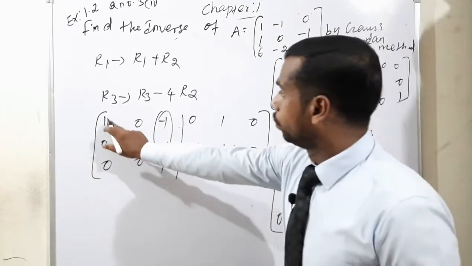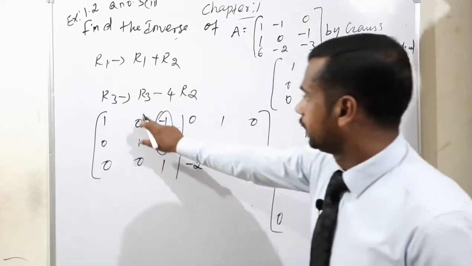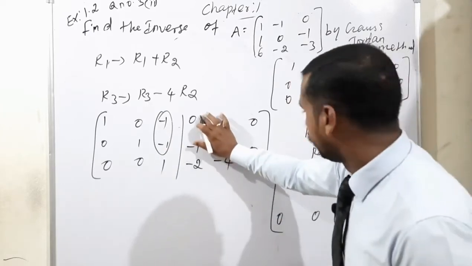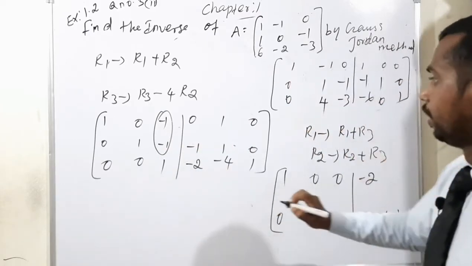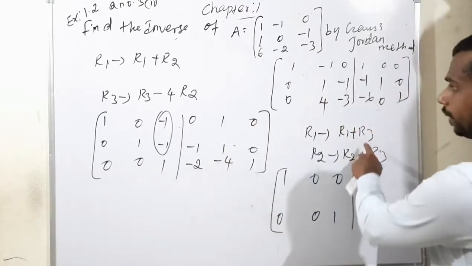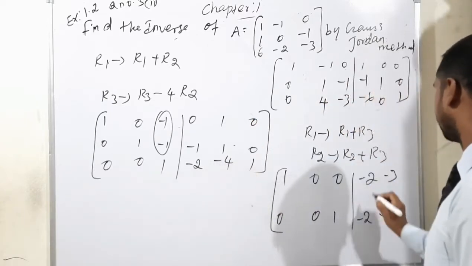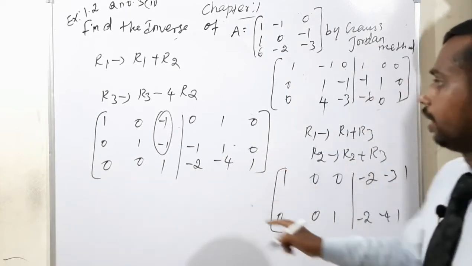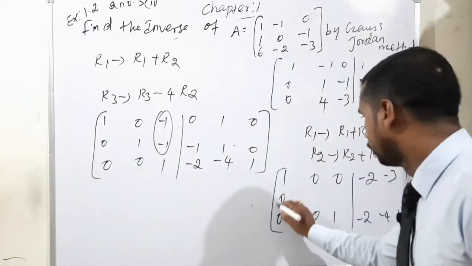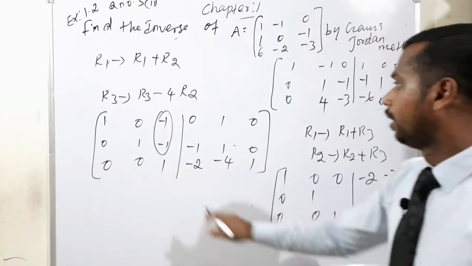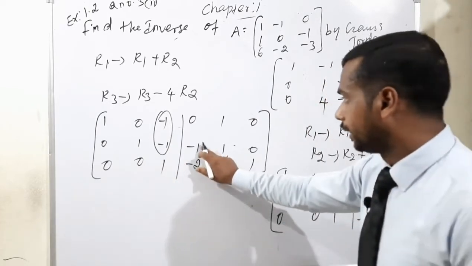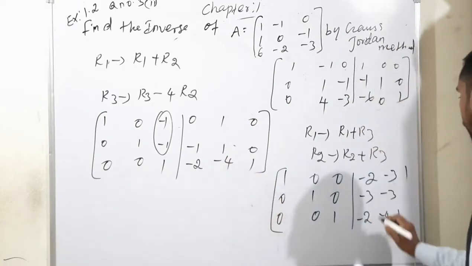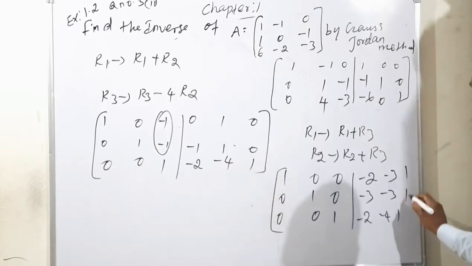R1 plus R3: 1 plus 0, 1, 0 plus 0, 0, minus 1 plus 1, 0, 0, minus 2, minus 2. There 1, listen very carefully, R1 plus R3, 1 minus 4, minus 3, then 0 plus 1, positive 1. Next one, R2 plus R3. R2 plus R3 means 0 plus 0, 0. 1 plus 0, 1. Minus 1 plus 1, 0. Minus 1, minus 2, minus 3. Again 1 minus 4, minus 3. Again 0 plus 1, 1.